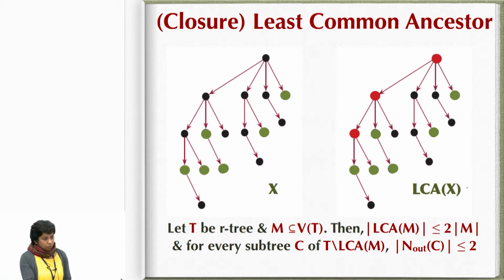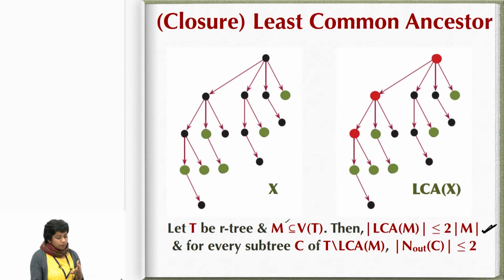So it can be shown quite easily that if you have a rooted tree, say T, and a subset of vertices M, or instead of M you can say X, I don't know why I used M, then the least common ancestor closure of X, the way we described it, can be at most twice the size of X. So this is the property, okay.